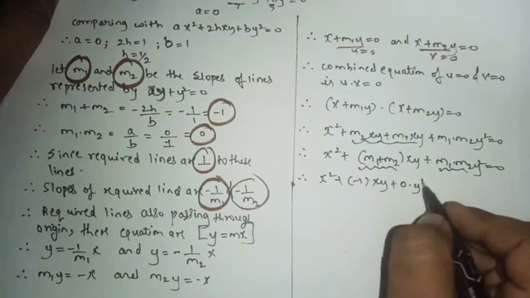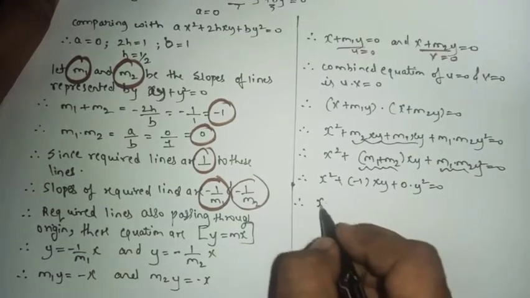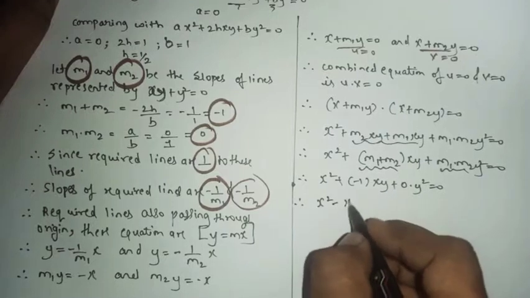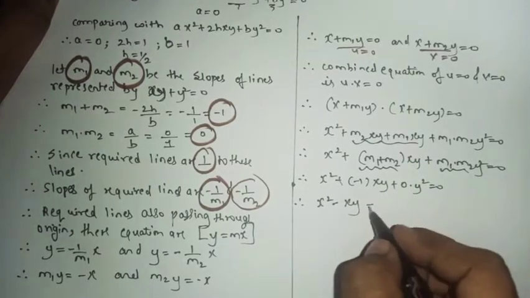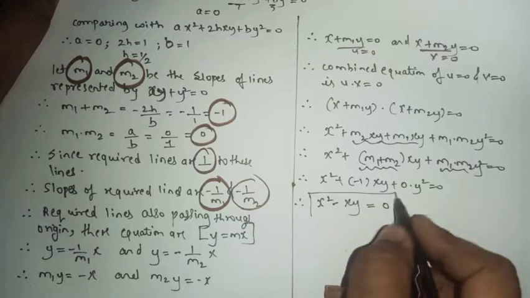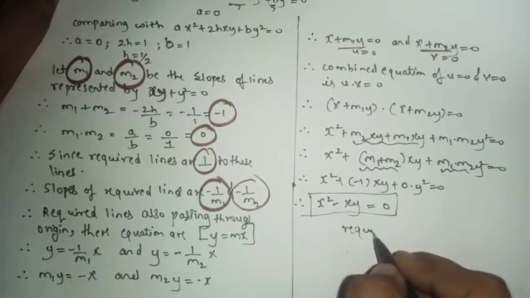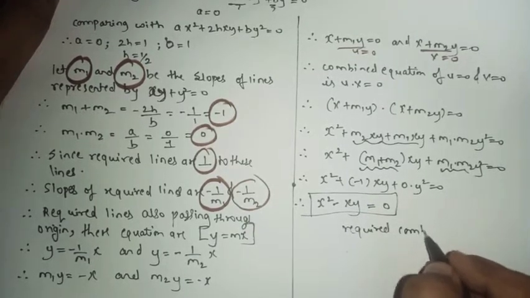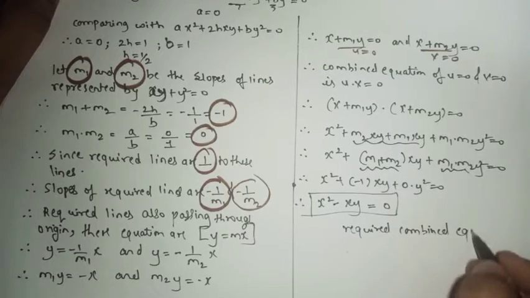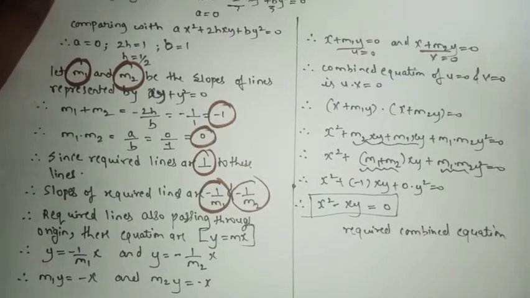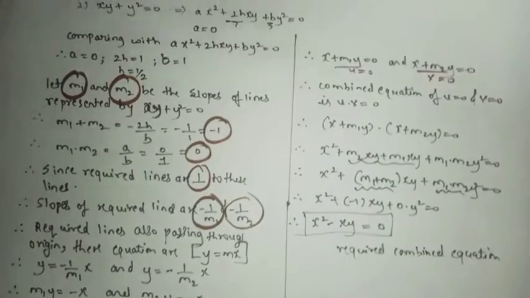So 0 into y square equals to 0. So the final answer will be what? x square minus xy. So this will be 0 equal to 0. So this is the required combined equation. Got the point? Yes or no?